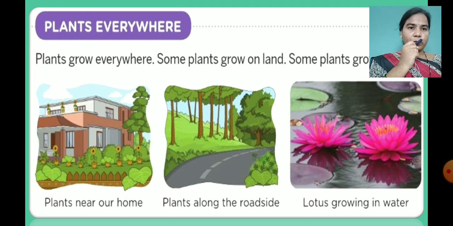See the picture of the road. Yes, on both sides of this road we can see plants. Near our house we can see plants. Then in the third picture we can see lotus growing in water. It means some plants grow in water also. For example, lotus. See the lotus? We can see it grows in water. So plants are everywhere. Getting it?